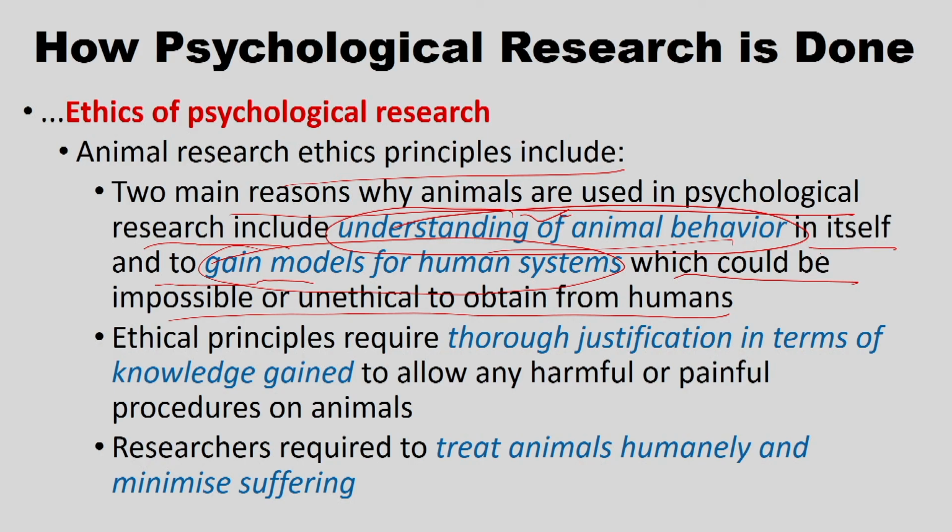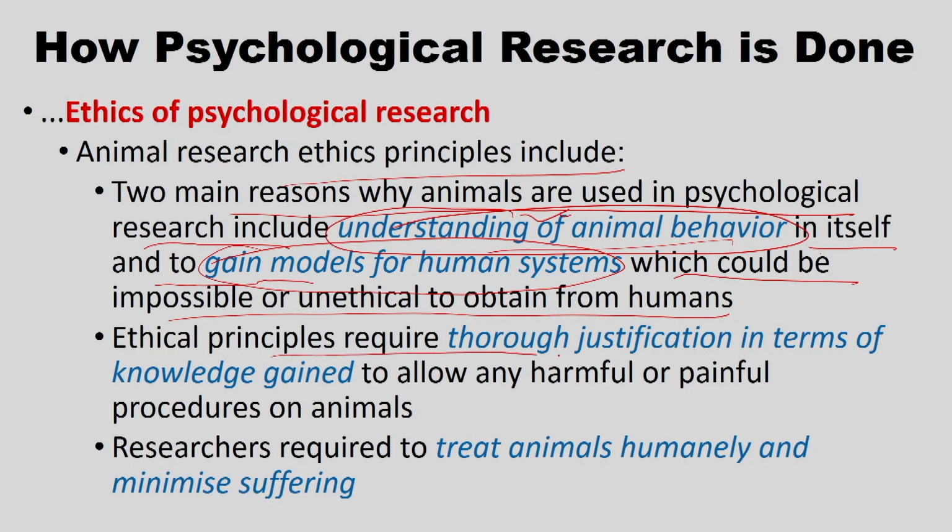So, any kind of surgery, any kind of electric shock therapy or drug testing, we do it first on animal models, on lower animals, and based on these animal models we then test the drug on humans or use the drugs on humans. Ethical principles require thorough justification in terms of knowledge gain to allow harmful and painful procedures in animals.